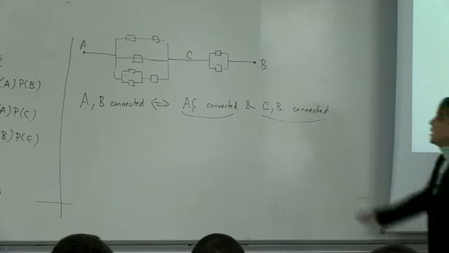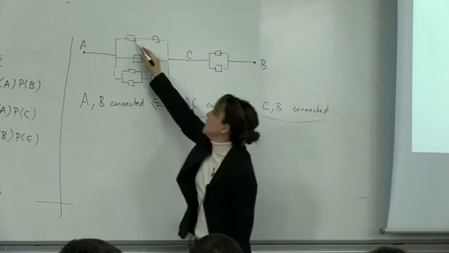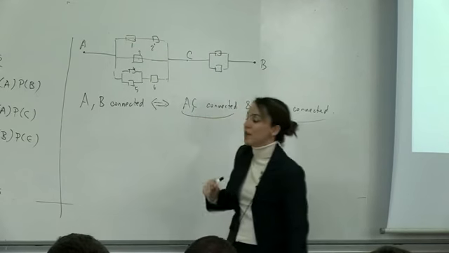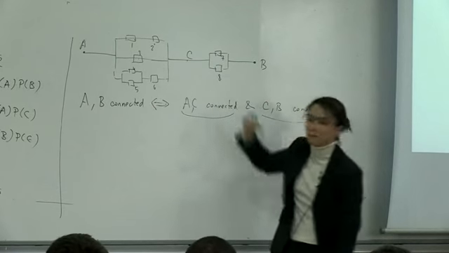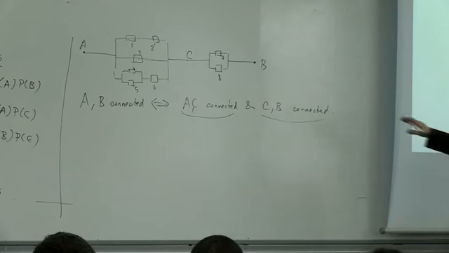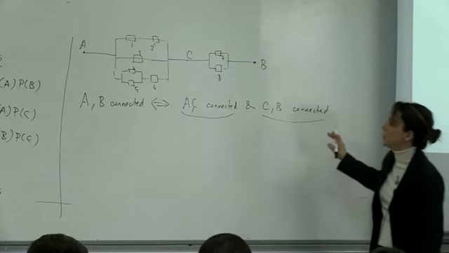Yes, because this event, A and C being connected, depends on these elements. Let's number them. 1, 2, 3, 4, 5, 6. CB being connected depends on these elements only, 7 and 8. 7 and 8 are independent of 1, 2, 3, 4, 5, 6. As a group, these 8 elements are independent of each other. So this subset is independent of this subset. Okay, so this must be connected and this must be connected.